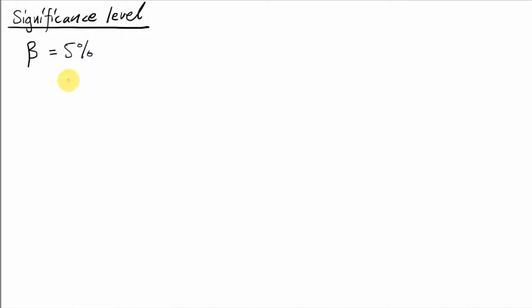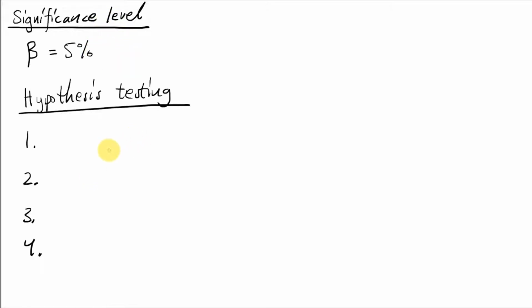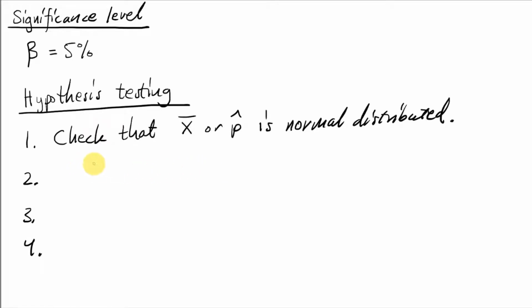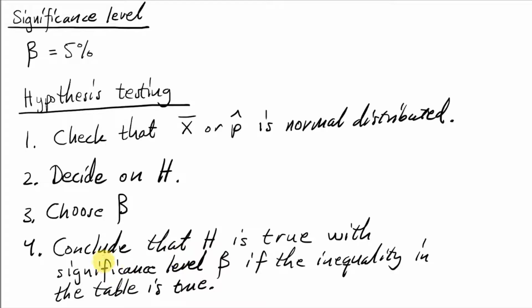You often use a significance level when doing hypothesis testing, a method of determining whether a hypothesis is true with a certain significance level. Hypothesis testing is done in 4 steps. First, check that the mean or the estimate of the proportion or probability is normally distributed. Second, decide on a hypothesis you want to test. Third, choose a significance level. Fourth, conclude that the hypothesis H is true with the significance level beta if the inequality in the table is true. Let us see an example that performs these steps.